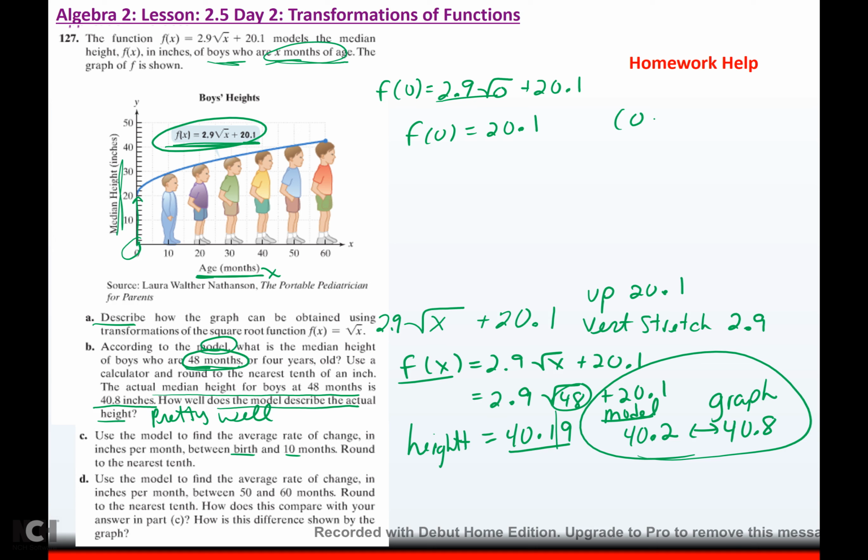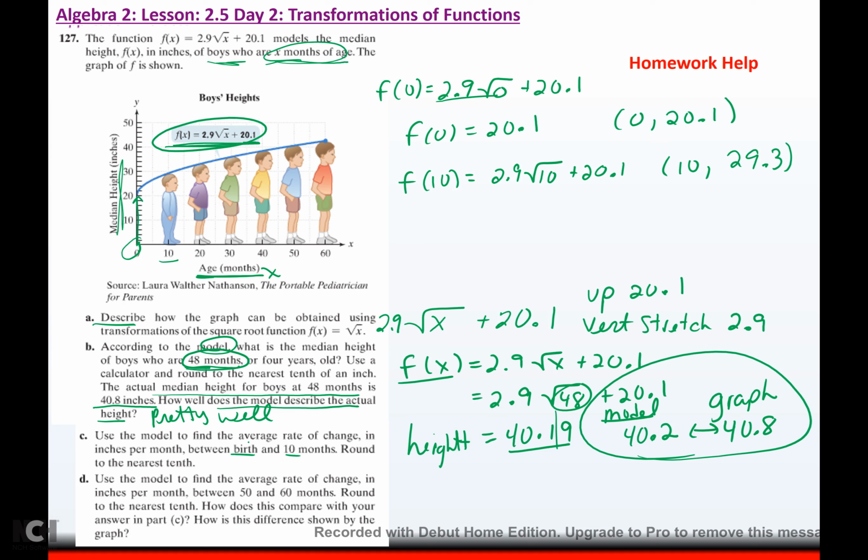That ordered pair would be 0, 20.1. To find at 10 months, we're plugging in 10 for x, so I'd have 2.9 times the square root of 10 plus 20.1. And if I use my calculator, I get 29.3 if I round to the nearest tenth.